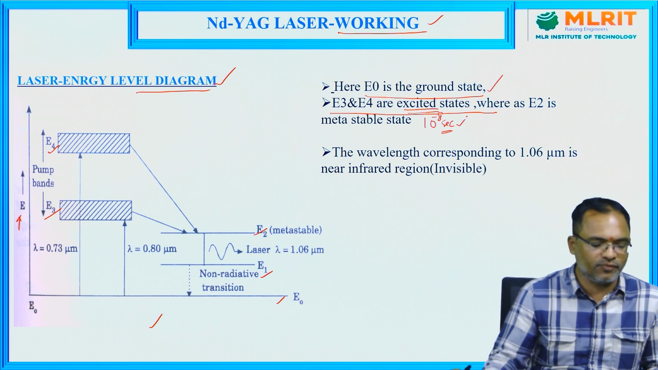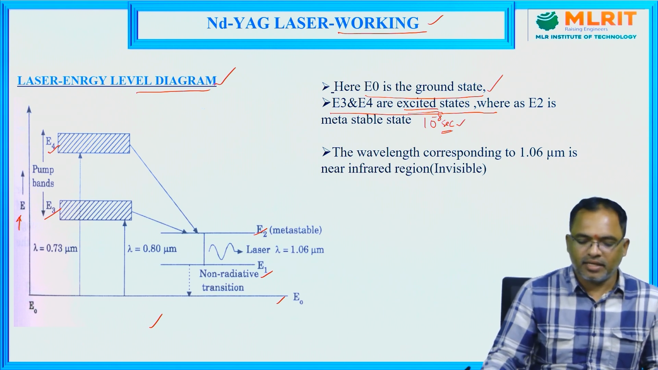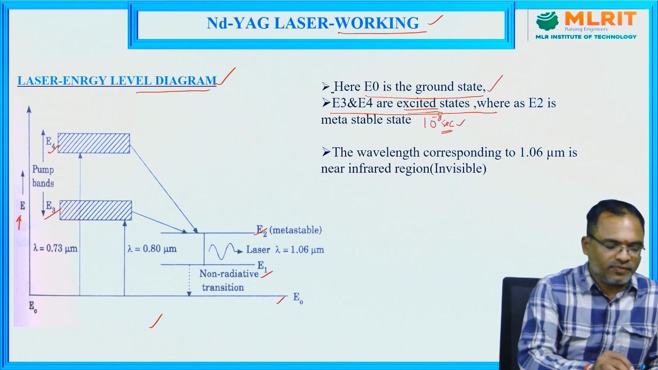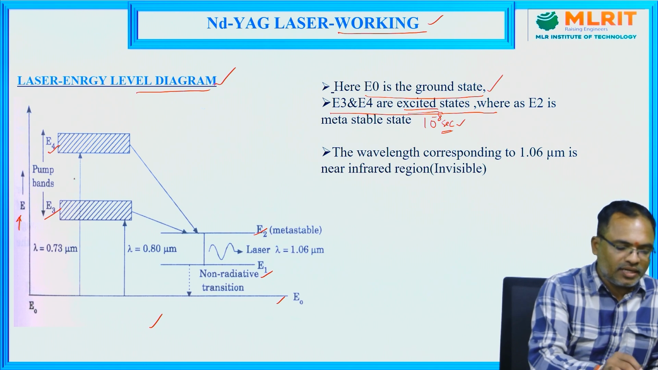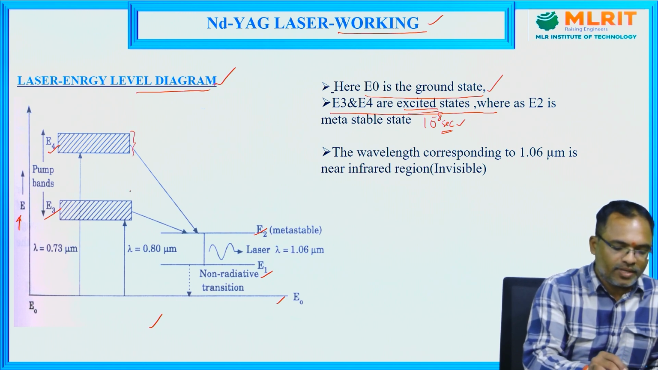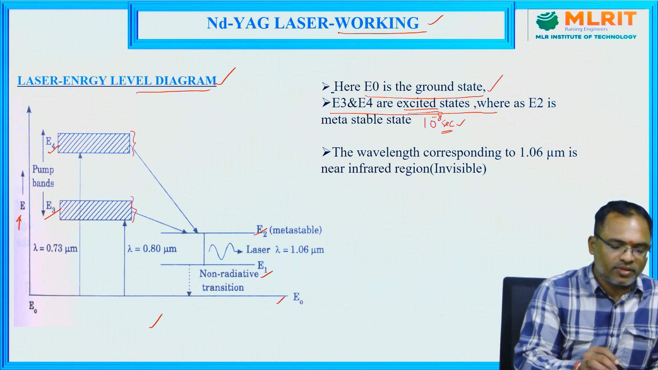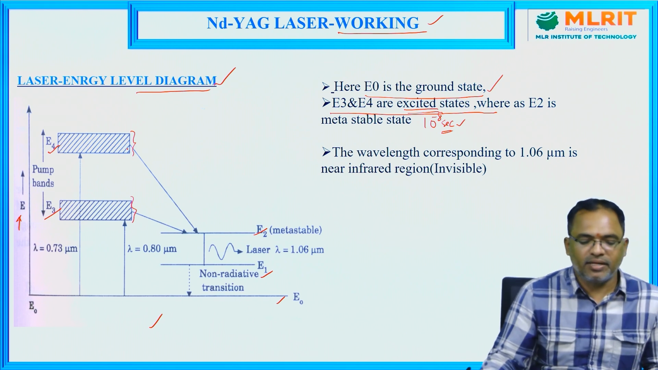Here E3, E4 are excited states. So here instead of energy levels, we are observing energy bands, right? A collection of energy levels is called an energy band. In this case, the Nd-YAG laser has broad absorption bands.